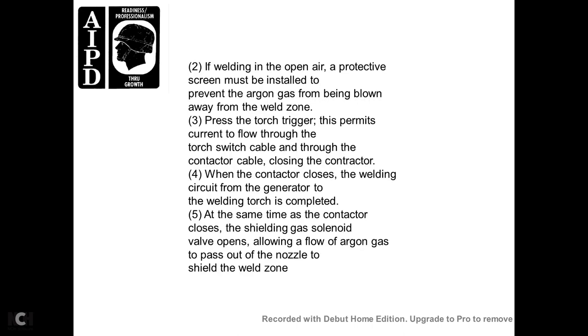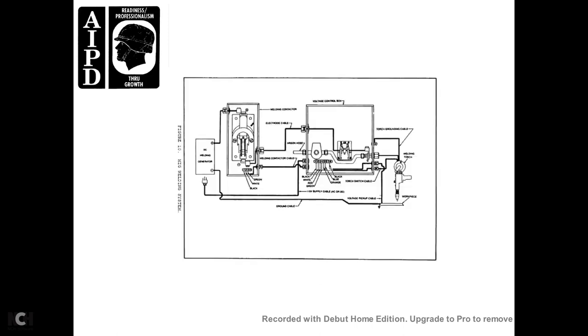3. Pressure on the torch trigger permits current to flow through the torch switch cable to the contactor cable. Closing the contactor. 4. The contactor closes the welding circuit with the generator. The welding circuit to the torch is complete. 5. At the same time the contactor closes, the shielding gas solenoid valves open, allowing the flow of argon gas out of the nozzle to shield the weld zone. Figure 10 shows the MIG welding system.